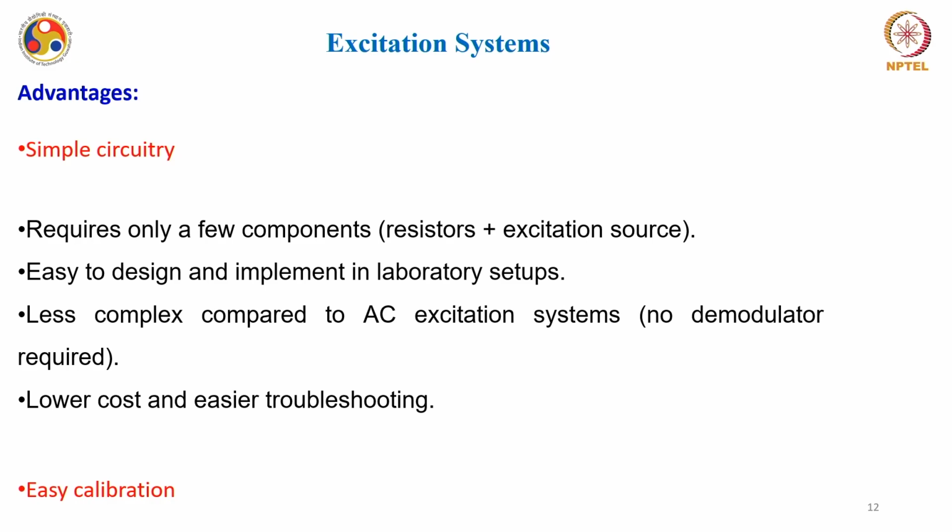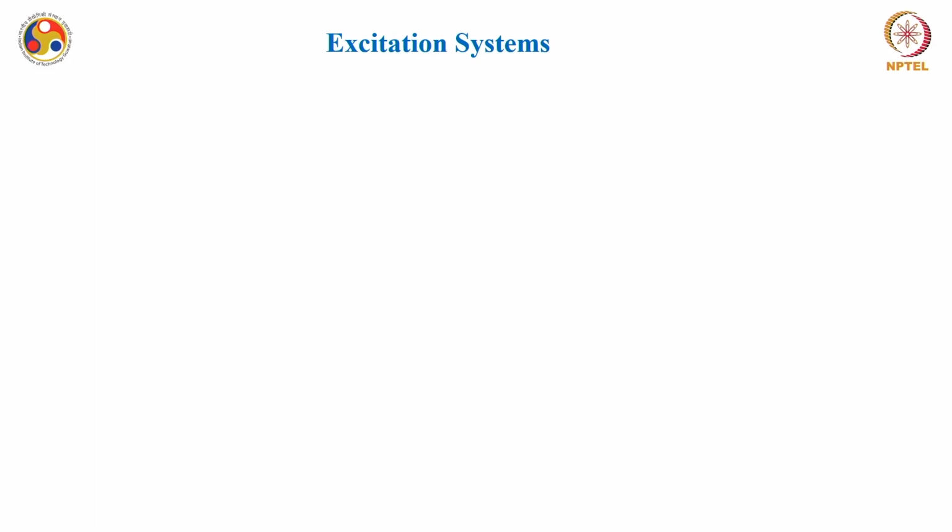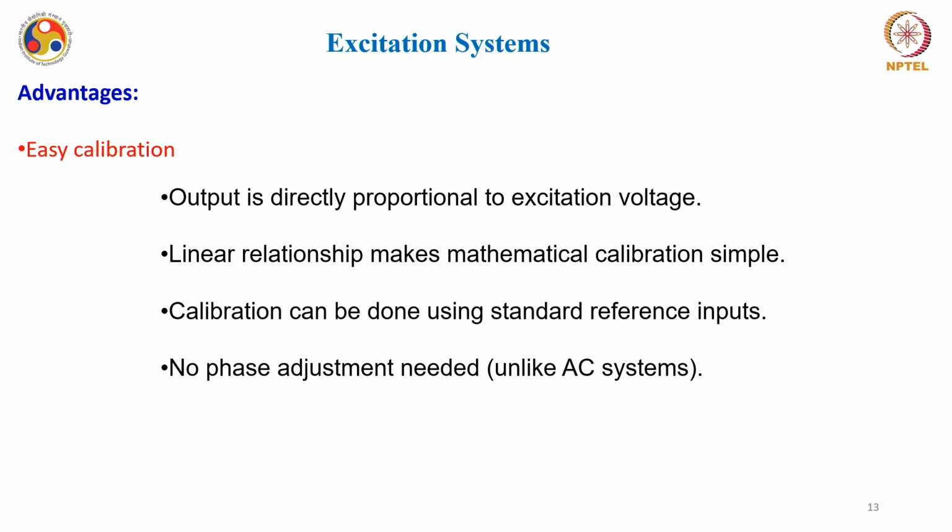The cost associated is also very low, of course, because you are not investing significant cost in buying a good demodulator. They are also very easy to calibrate, so output is directly proportional to the excitation voltage. You have a linear relationship between the transfer functions. So calibration can be done using standard reference inputs. No phase adjustment, like in an AC system as we'll see, is required, so it is very easy for calibration.